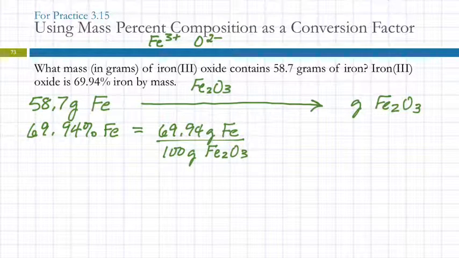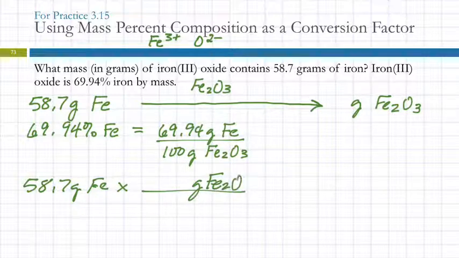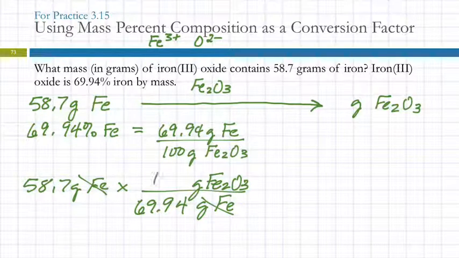We can do this in one step. 58.7 grams of iron. We're going to have grams of Fe2O3 on top and grams of Fe on the bottom. Here it's important that we specify grams of what, because otherwise we're going to get confused. Grams of iron and grams of the iron 3 oxide. So we got the units in place, and now we look at this fraction that we made, and we put the numbers with the units in the fraction. So 69.94 goes with the iron, so it goes in the bottom. And 100 grams of the compound goes on top.